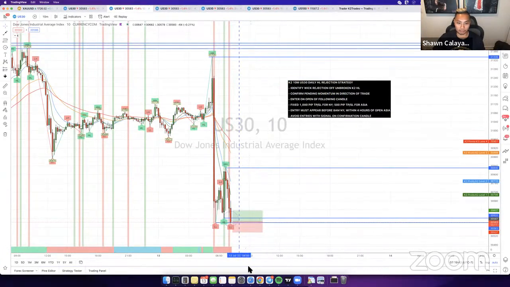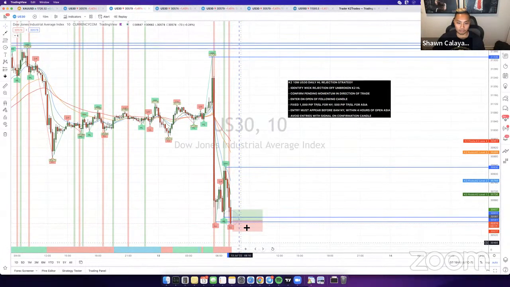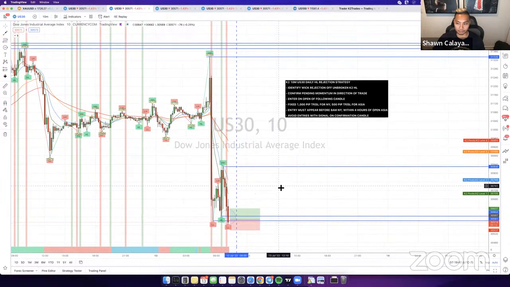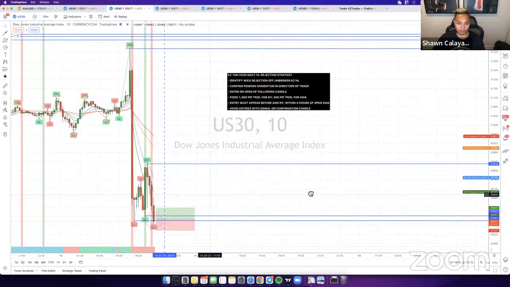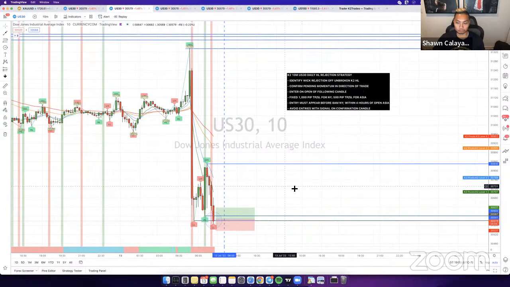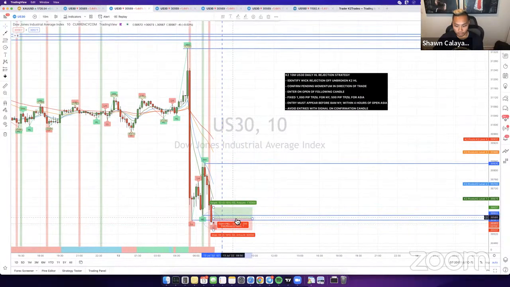Or it might not even close. Let's see how it closes. Actually, it's not even going to close, looks like. Last 10 seconds, we're looking for that wick rejection right here off the high-low. Nope, and it didn't close, so there was no entry off that.